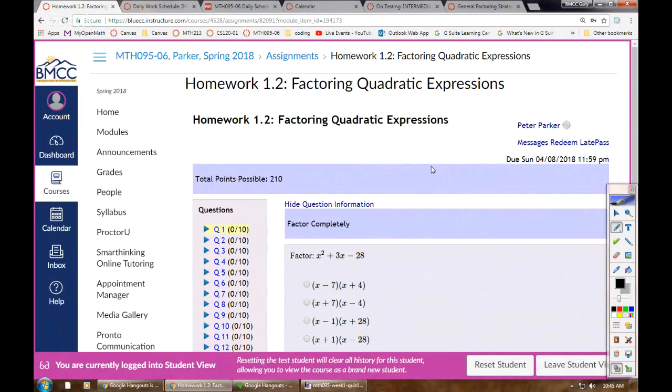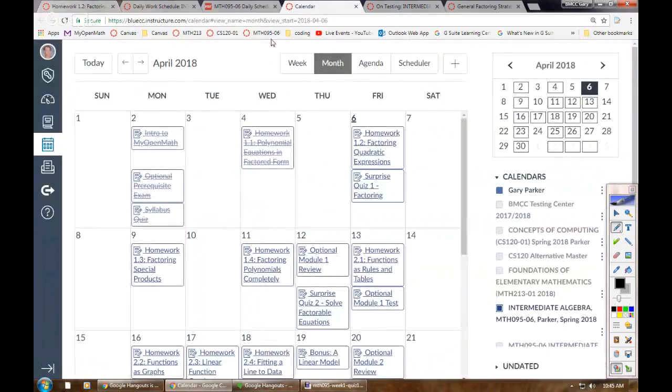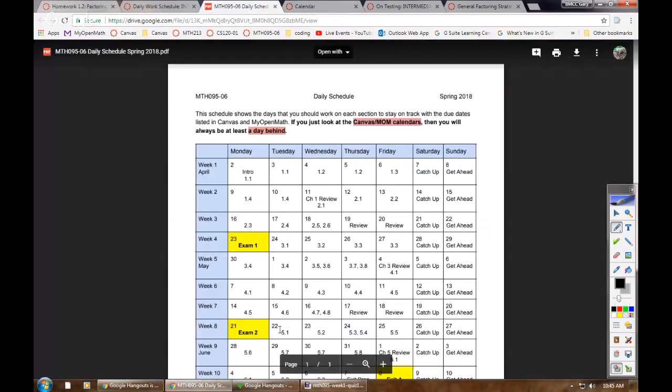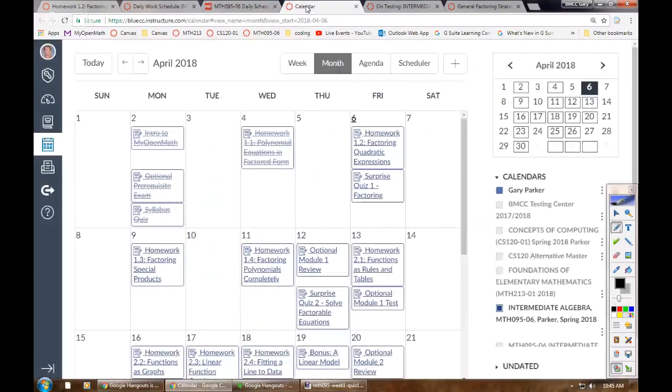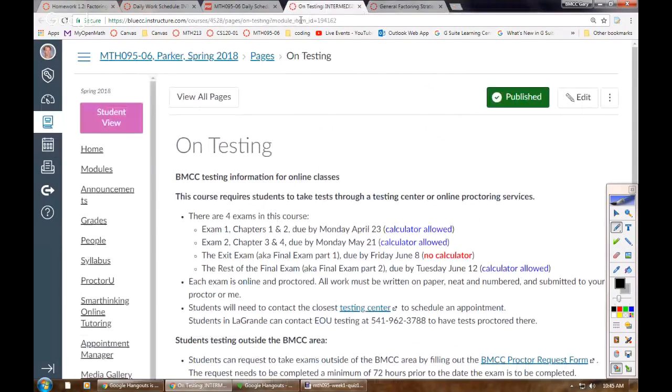Each late pass is only worth 24 hours. So if it's 3 days after the due date and you need one more day to get it done, that means it's going to cost you 4 late passes. You only have 20 for the quarter. You have about 30 assignments. So use your late passes wisely. Pay attention to the daily work schedule. Canvas stuff are deadlines. That's a day after I expect you to get it done. So keep that in mind.